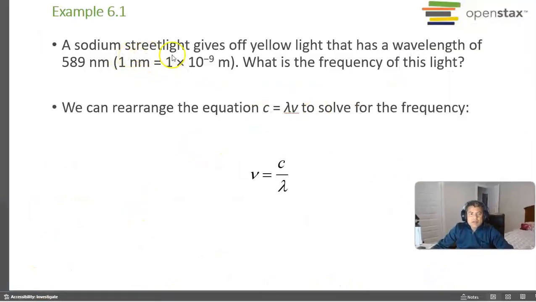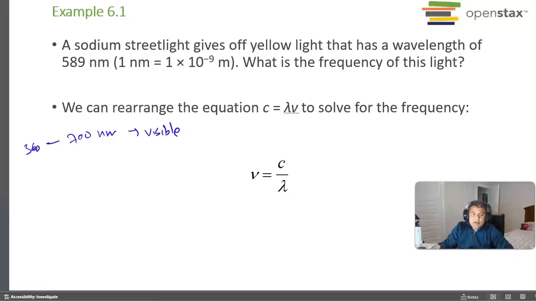Okay, a sodium street light gives off yellow light that has a wavelength of 589 nanometers. Right, 589 means between about 360 to 700 nanometers, that is the visible range. Visible means you have seven colors in the visible light. And what is the frequency of this light?